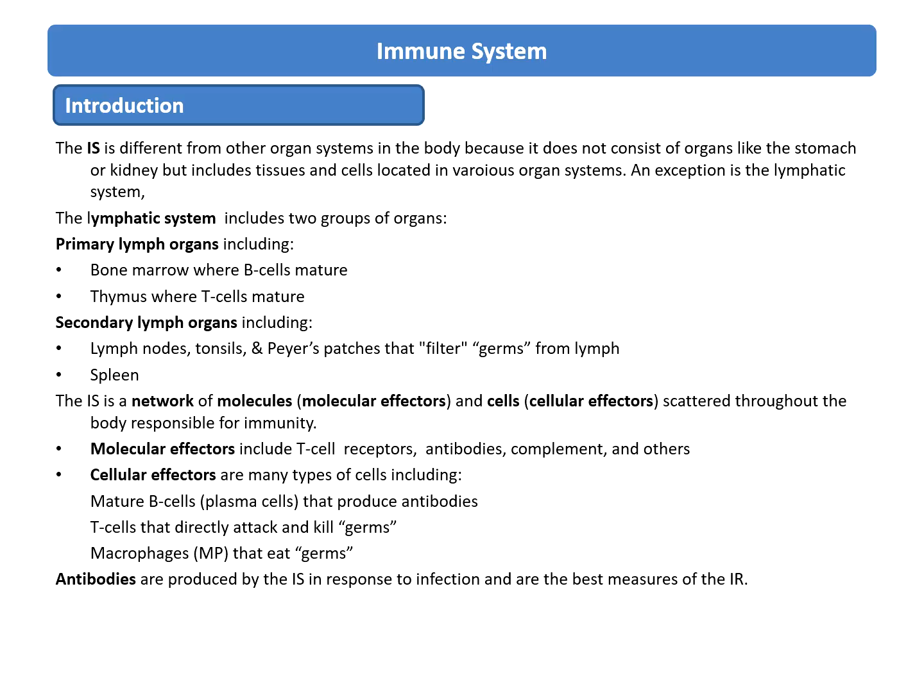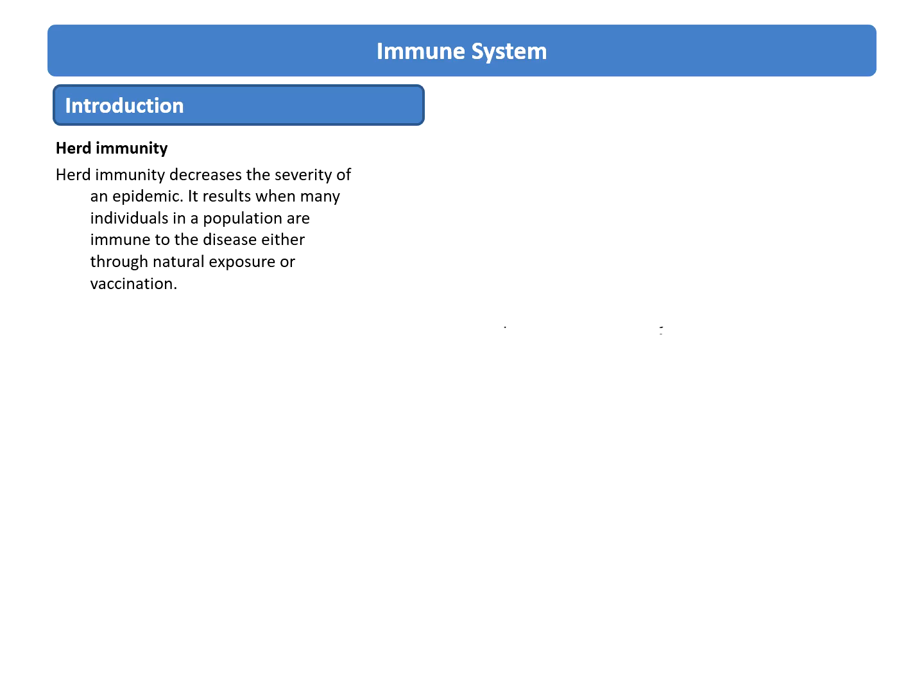Antibodies are produced by the immune system in response to infection and are the best measures of the immune response. So, for example, the presence of an antiviral antibody indicates a past or present infection by the virus.